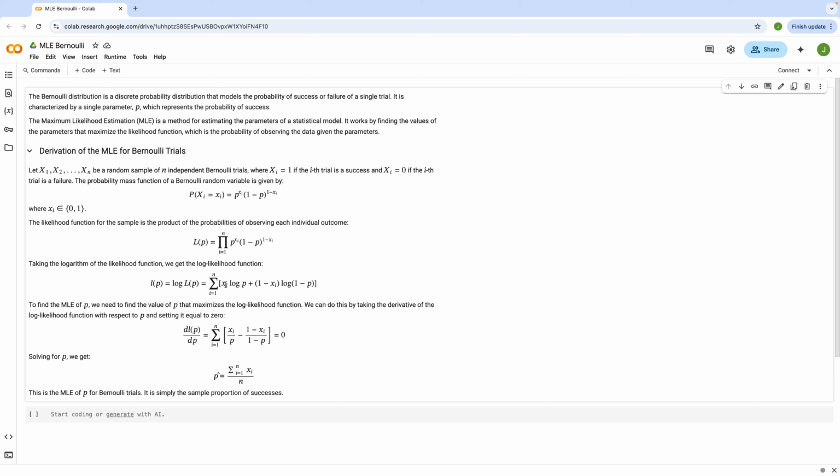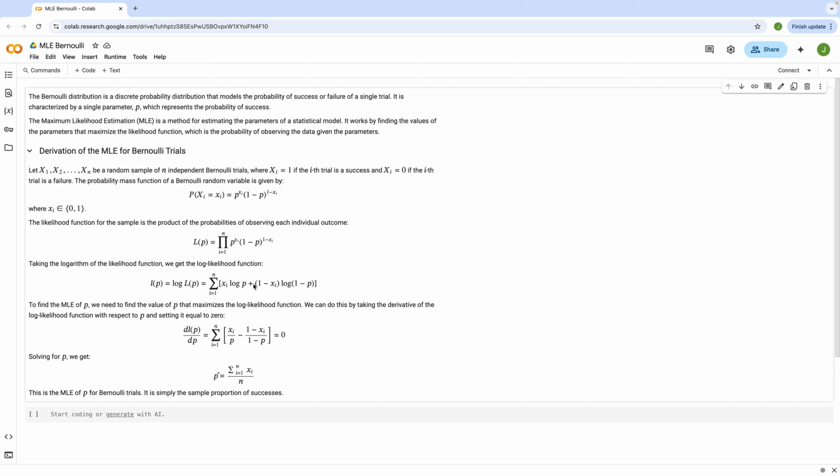So it's the sum of x_i times the log of p plus 1 minus x_i, where x_i is the outcome, 0 or 1, times the log of 1 minus p. Now, we don't know the probability p of success. We want to estimate it using the maximum likelihood estimator. So what is the value of p that maximizes the probability?